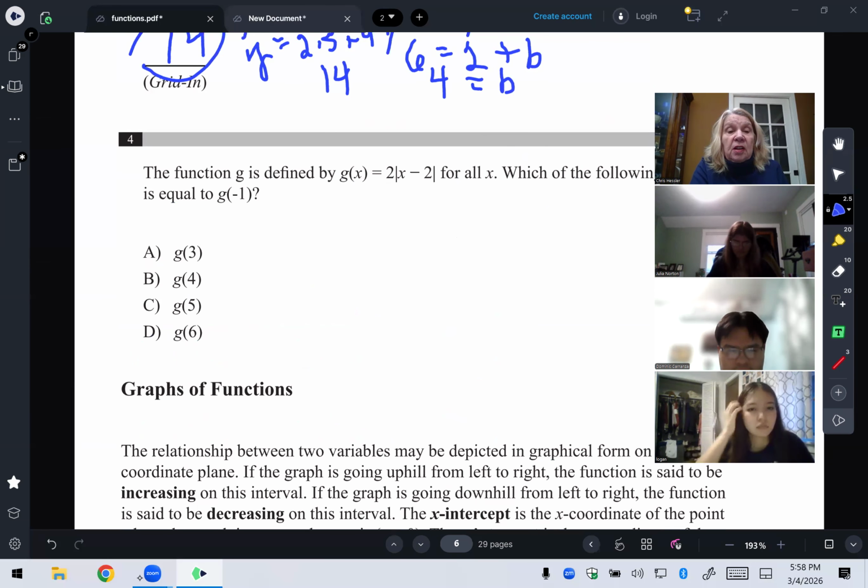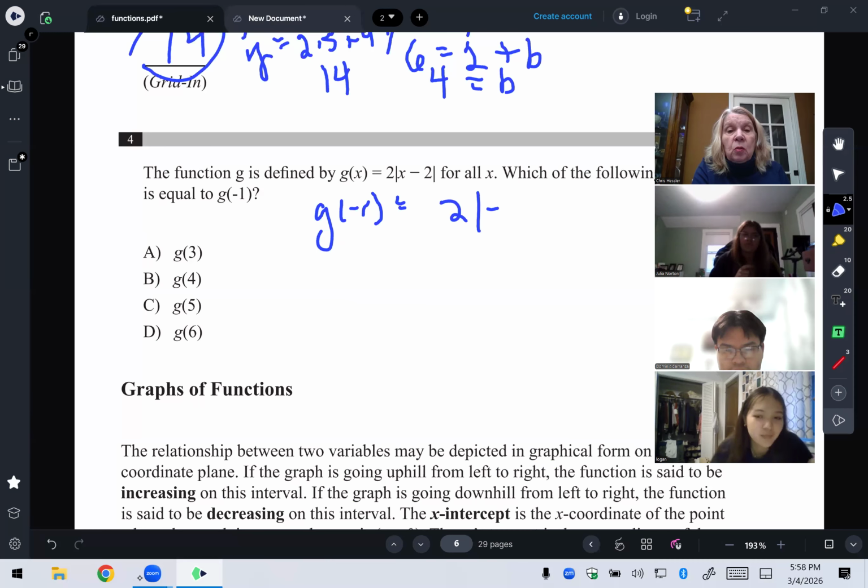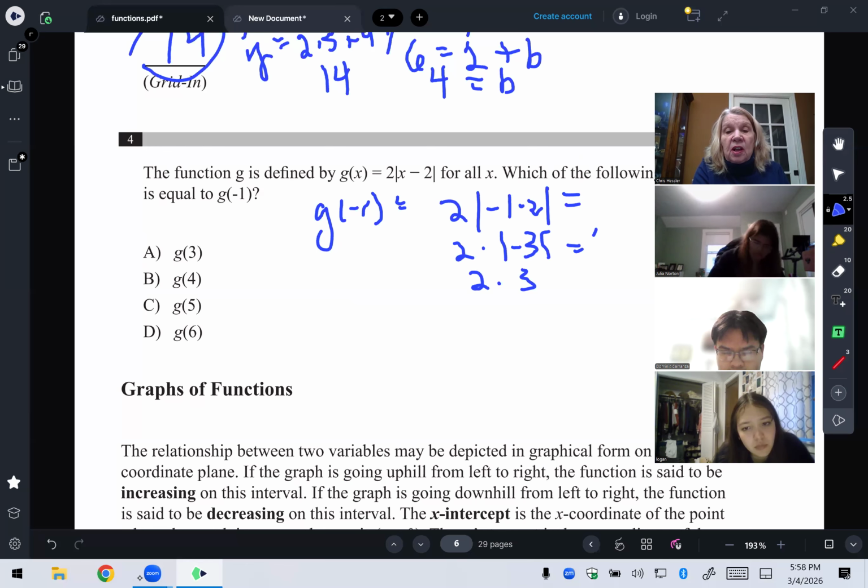The function g is defined by g of x equals 2 absolute value of x minus 2 for all x. Which of the following is equal to g of a minus 1? So if I put in a minus 1, what am I going to get out? 2 times the absolute value of minus 1 minus 2. That's 2 times minus 3, which is 2 times 3, which is 6. And I might be tempted to go to D, but that's a trap, because I have to try all these.